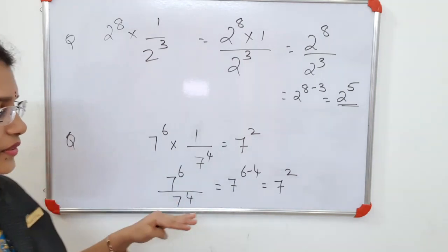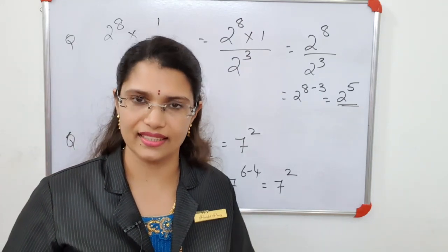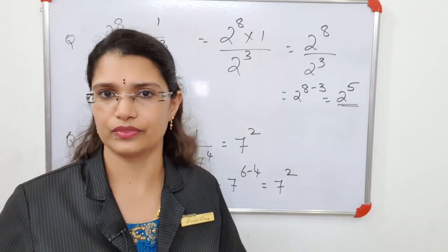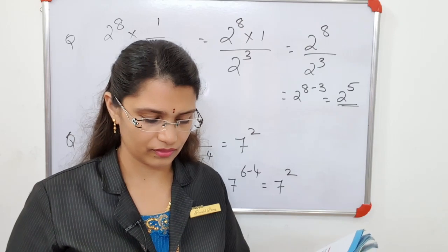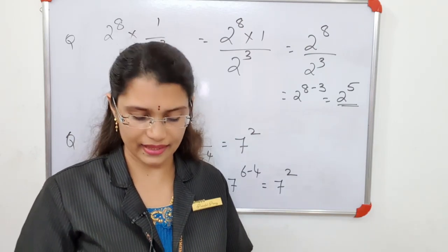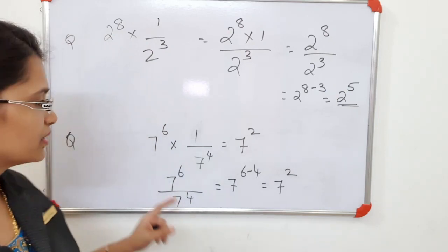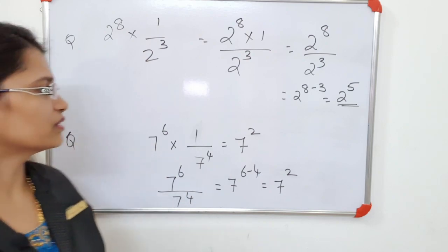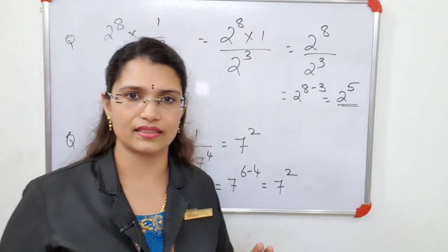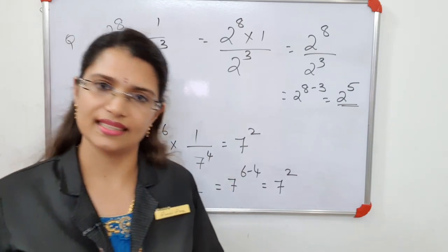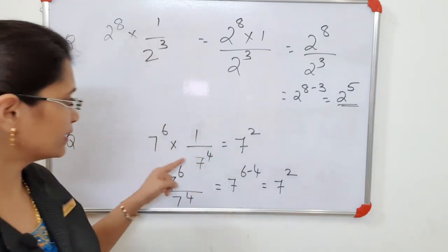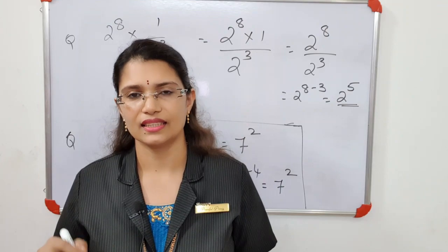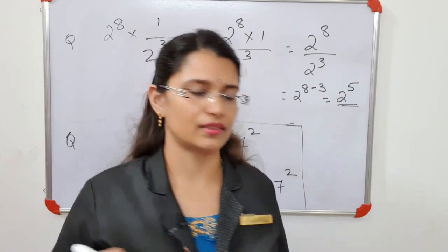Understood? The next topic is another division. So let's learn this. Okay. So children, here, by what should 7 raised to 6 be multiplied to get 7 square? We have to multiply 1 by 7 raised to 4 to 7 raised to 6. Then the answer will be 7 square. Is it clear, children? If you multiply here 7 raised to 4, it will be 7 raised to 10. Understood? Children, our next topic is another division.